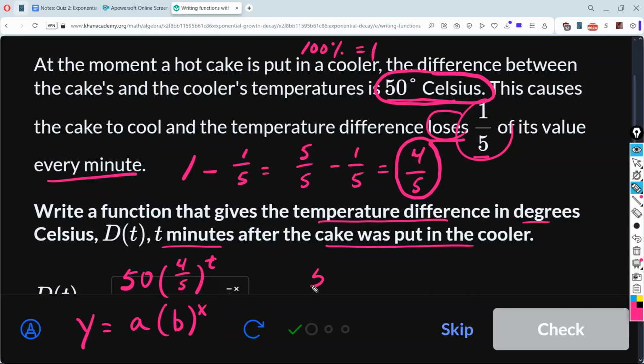All right, so basically you start with 50, and then after the first minute, it's times 4/5. Okay, that's after 1 minute. And then you take that number and you do times 4/5 again, and that's after 2 minutes. And so on. Okay, every time a minute goes by, you do times 4/5, and it loses 1/5. So that's it right there.